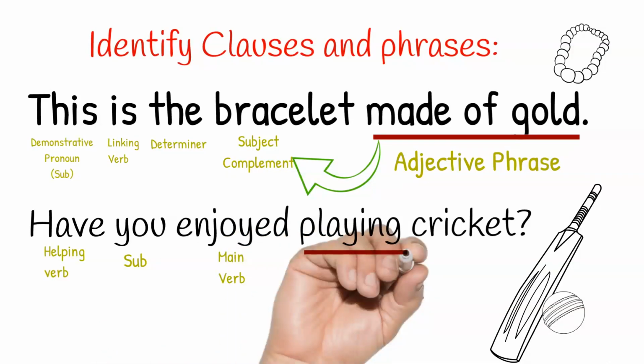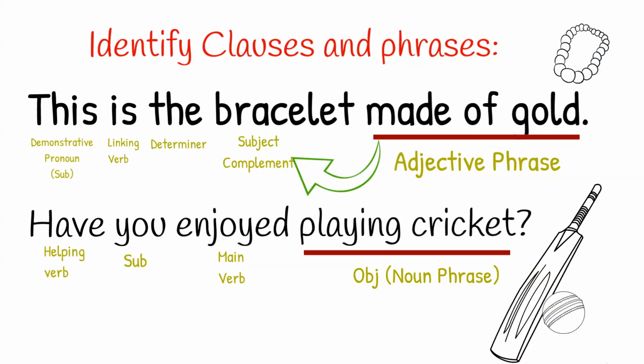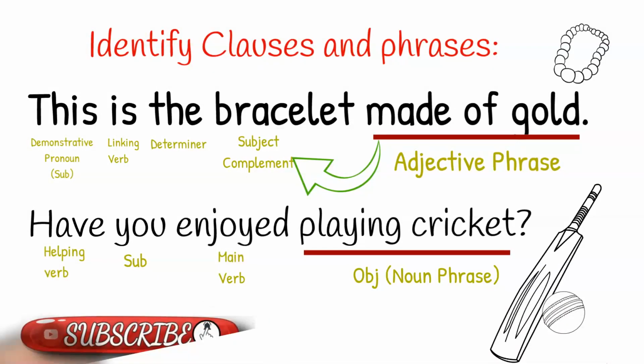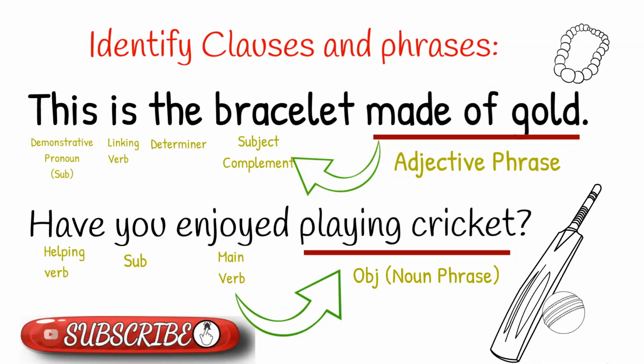Have is the helping verb. As it is an interrogative sentence, the helping verb is placed before the subject. Now, if one asks what you enjoyed, the answer will be playing cricket. So playing cricket is a group of words without any finite verb, and it acts as the object of the verb enjoyed. So it is a phrase and acts as a noun. So it is a noun phrase.